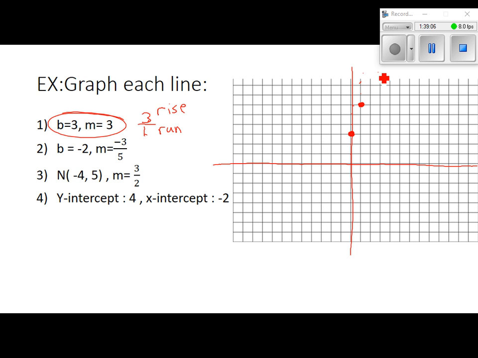Well, if I keep going up 3 and to the right 1, I run out of space. So the other way that you can go with that is instead of going up and to the right, you can go down and to the left. So down 3 to left 1. Down 3 to left 1. Then our line's going to look something like that. That's for number 1.